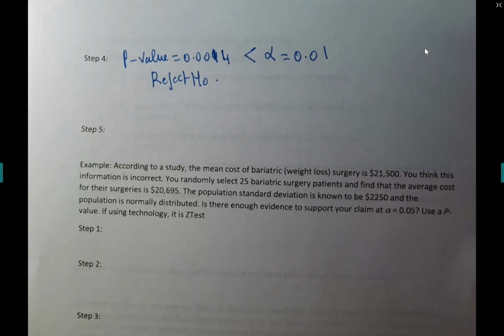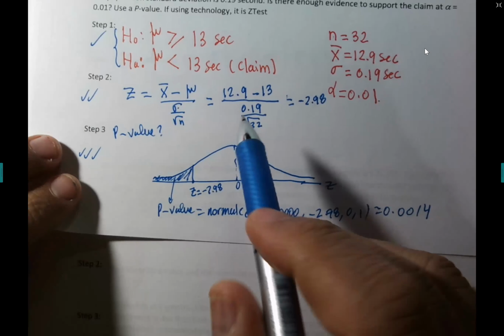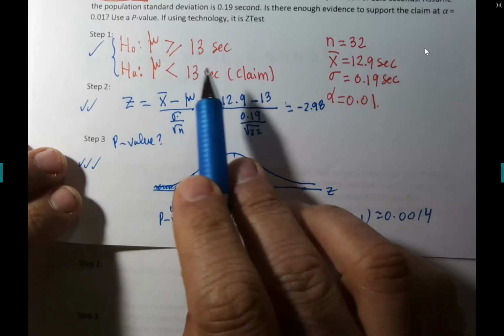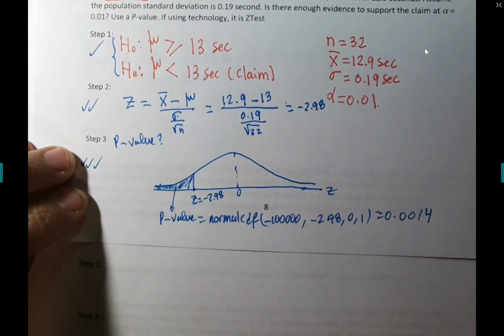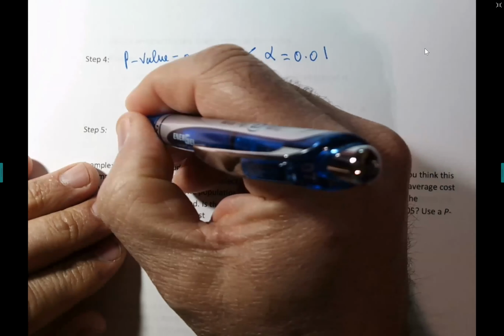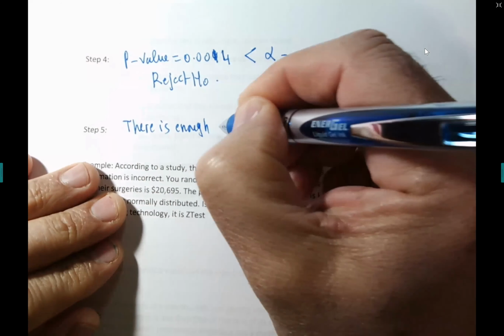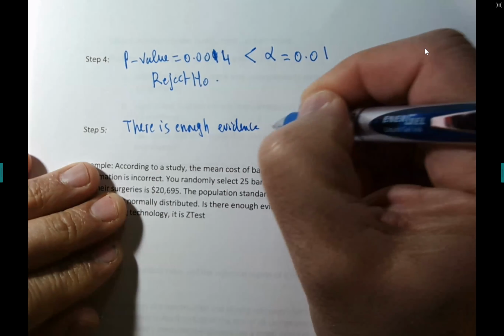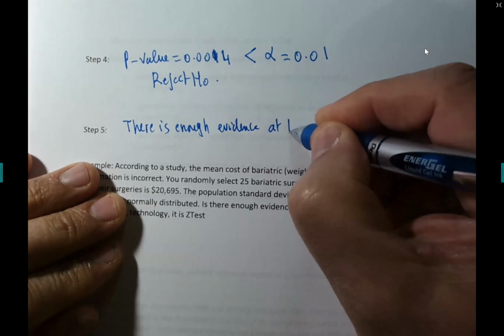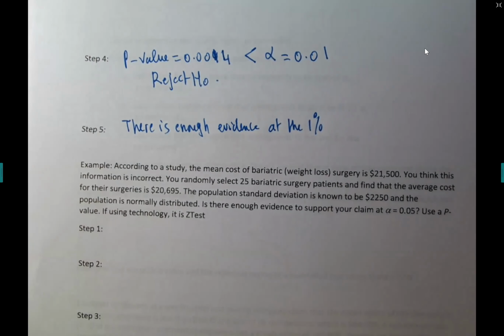Okay, step 5, guys. The claim is in HA, and we reject H0. So what do we say? There is enough evidence to support the claim. You got it. There is enough evidence. Like the 1%, you have to mention the significance level. Very good. At the 1%, because you have to tell the reader that you're not 100% sure. There is a chance that you've made a mistake. There's a 1% chance of type 1 error here.